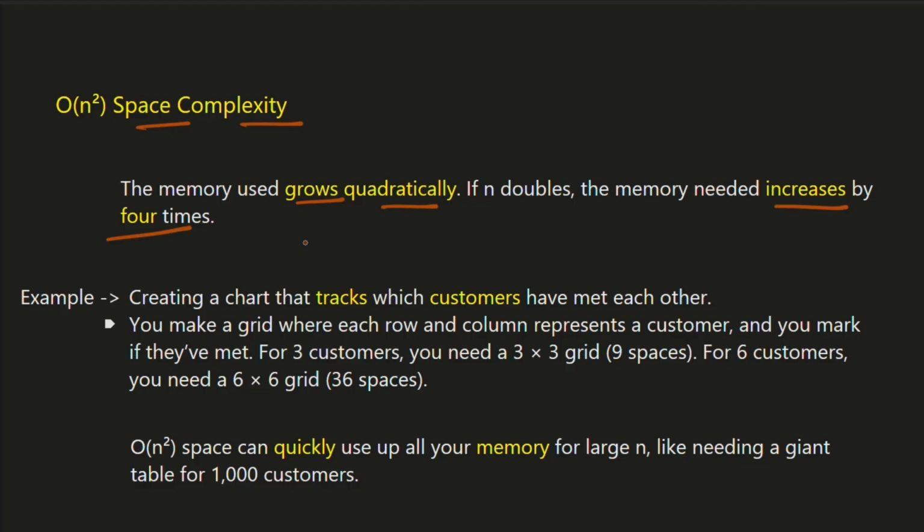Example: creating a chart that tracks which customers have met each other. You make a grid where each row and column represents a customer, and you mark if they've met. For 3 customers, you need a 3 by 3 grid, 9 spaces. For 6 customers, you need a 6 by 6 grid, 36 spaces. Lemonade stand analogy: setting up a table with n rows and n columns to track customer interactions. For n customers, you need n times n spaces, which takes up a lot of room as n grows. Why it's a problem: O of n squared space can quickly use up all your memory for large n, like needing a giant table for 1,000 customers.